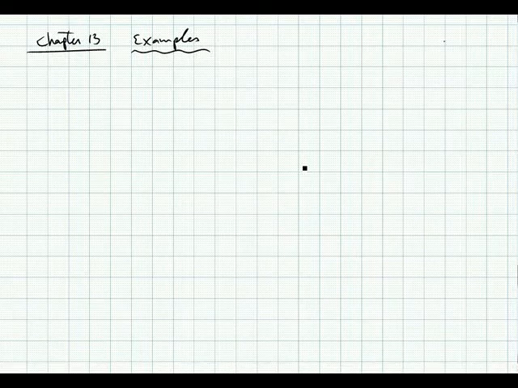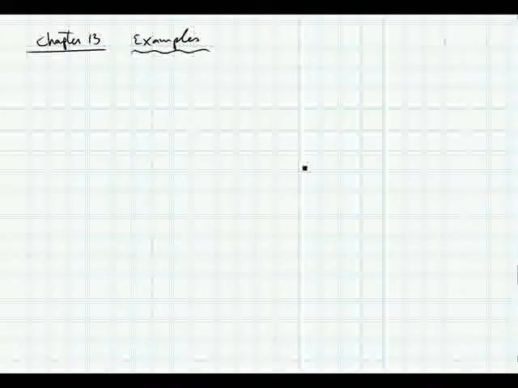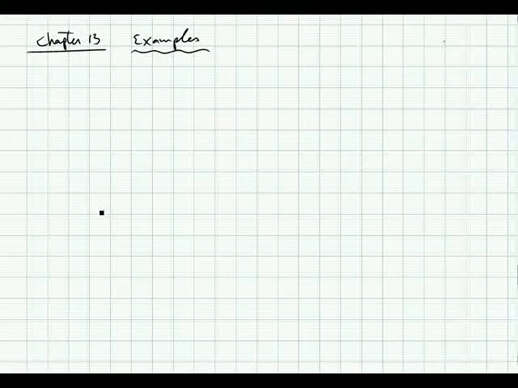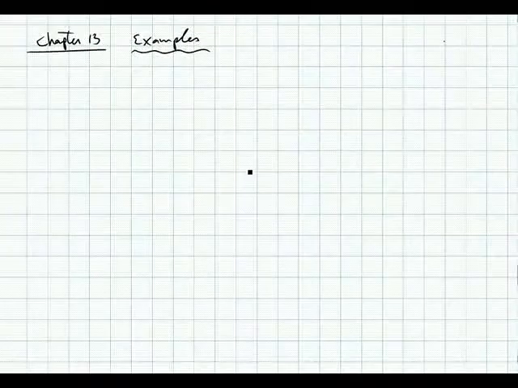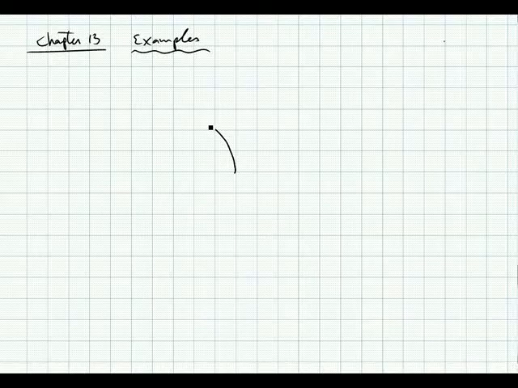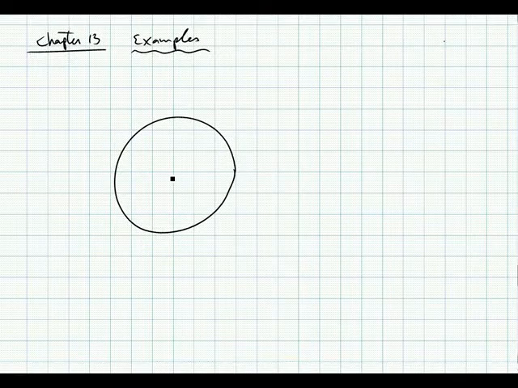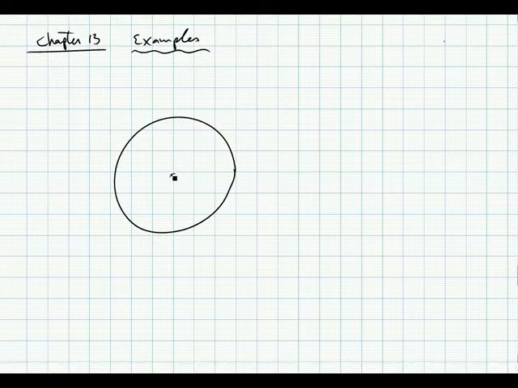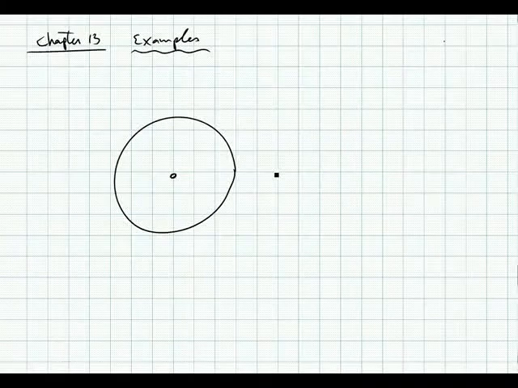I'd like to go over a few examples of rotational motion. Let's consider, if I can draw, that is, a disk that is rotating about its center. So the rotation axis is in and out of the page.